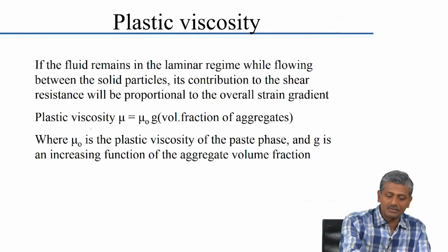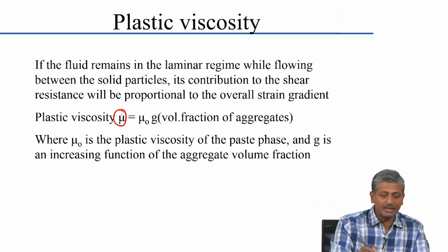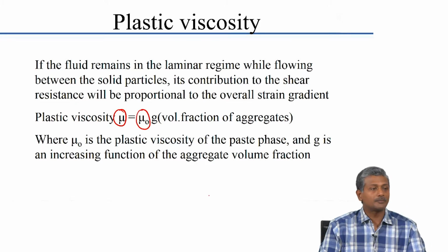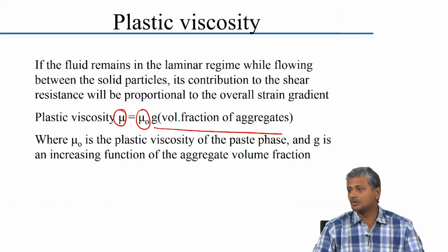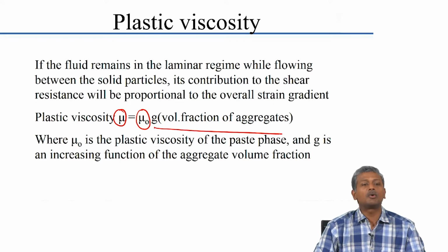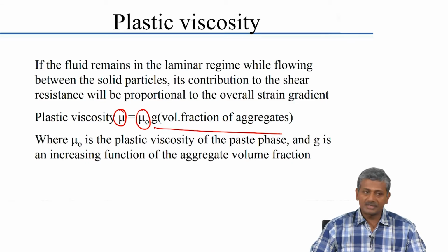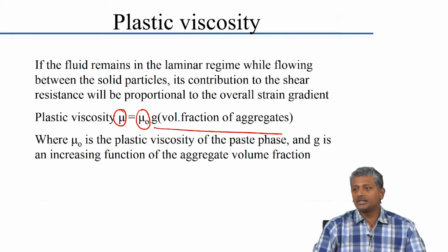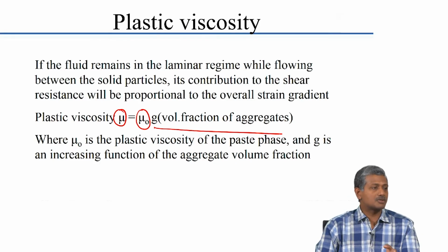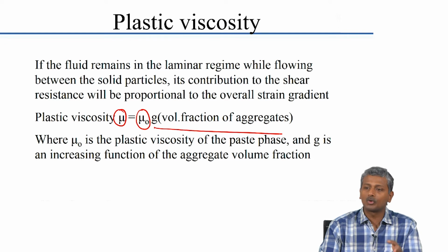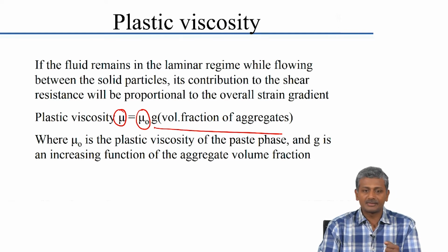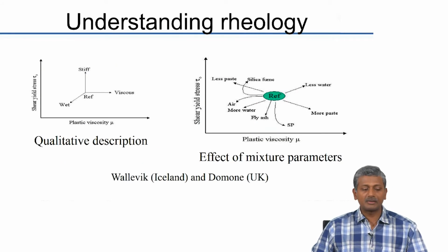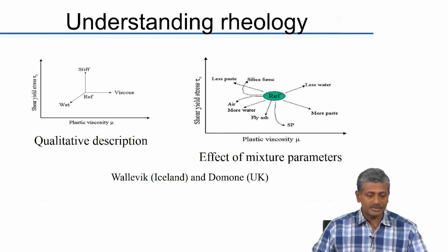So, essentially the plastic viscosity of the concrete, mu, can be defined as the plastic viscosity of the paste, mu naught, multiplied by the volume fraction of aggregate. Now, why do I say that? Why is the volume fraction still important? If there is more aggregate, more resistance. Why? Because the fluid now has to carry more aggregate along with it, right. So, essentially the plastic viscosity of concrete depends not just on the viscosity of the paste, but also how much aggregate is there in the system. Whereas shear yield stress, we saw, primarily depends more on the extent of aggregate that is there in the system. Okay. So, here plastic viscosity is dependent on both parameters. So, how do we understand rheology? We understand it primarily with the use of these two parameters, shear yield stress and plastic viscosity.